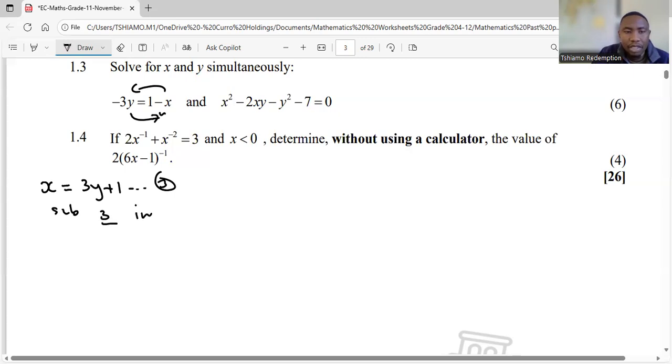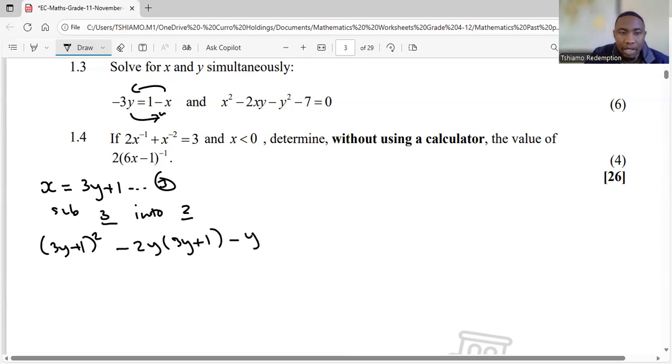Substitute equation 3 into equation 2. So I hope I'm not too fast for anyone. I used equation 1 to formulate an equation whereby I have x as the subject of the formula. So you're just simply moving around terms to avoid dealing with negative signs. So I'm going to take equation 2 now. Then (3y plus 1) squared minus 2y(3y plus 1) minus y squared minus 7 equals 0.